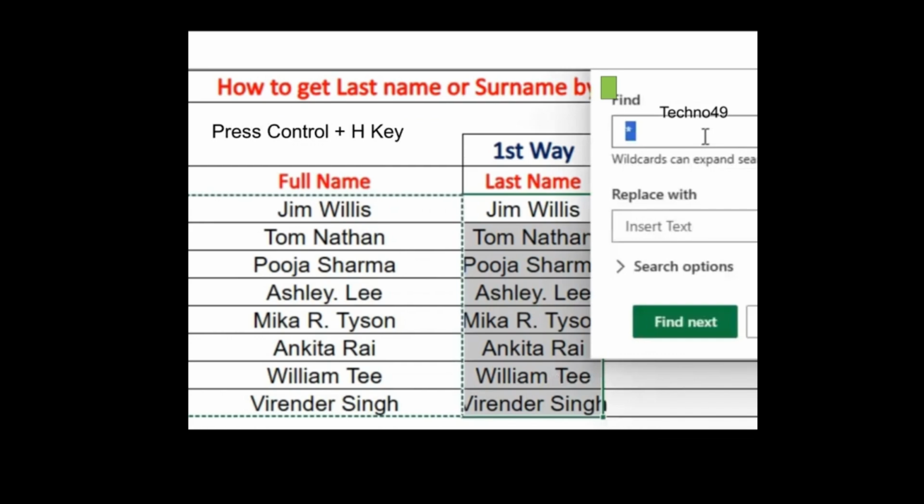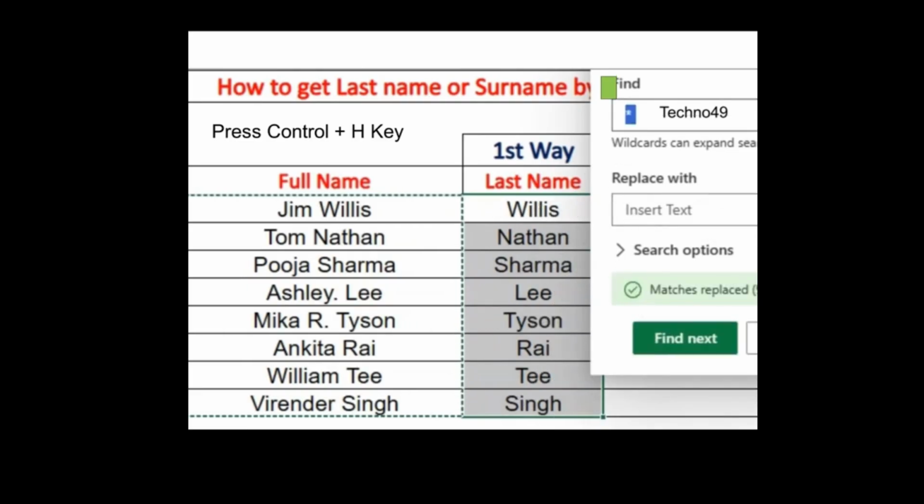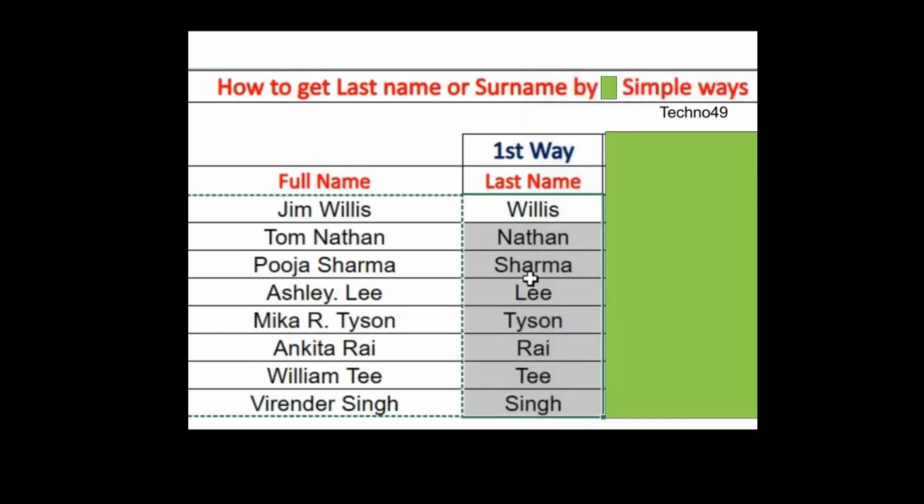After pressing the Control H, what I have to do, I have to press the star, space and replace with nothing, and then replace all. So now you can see that all the data, all the surnames have been filled out by the first way.